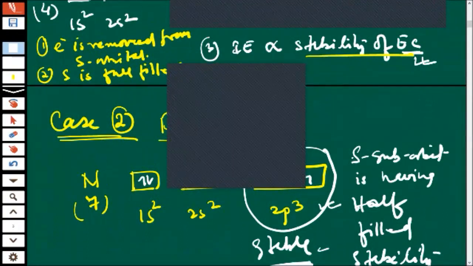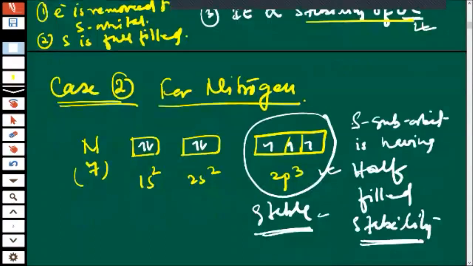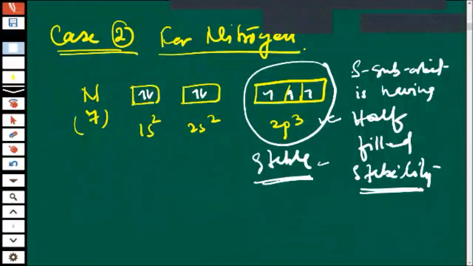Simran Gupta. Good morning, sir. Good morning, Simran. Did you understand the second case? Yes, sir. Because when we try to remove an electron from nitrogen, definitely we are going to remove it from P, and P is stable due to the half-filled stability factor. That's why it requires more energy. Nice. Thank you.